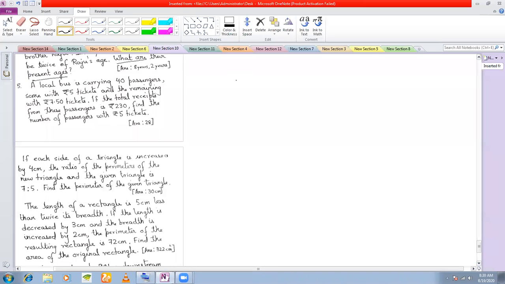Let us read once again to understand. A local bus is carrying 40 passengers. So in your bus, you have a total of 40 passengers. All of them are buying tickets, according to the distance they are traveling. Some of them are buying 5 rupee tickets. I don't know how many, but some, among those 40 only. And the remaining are buying 7.5 rupee tickets.